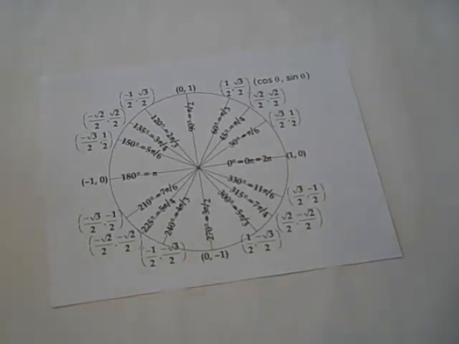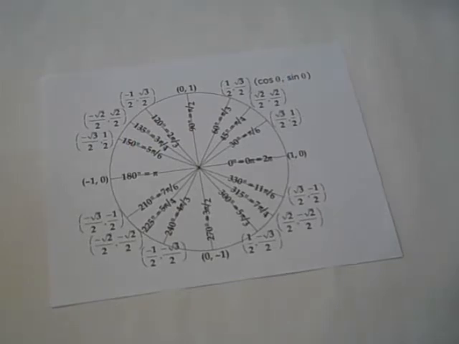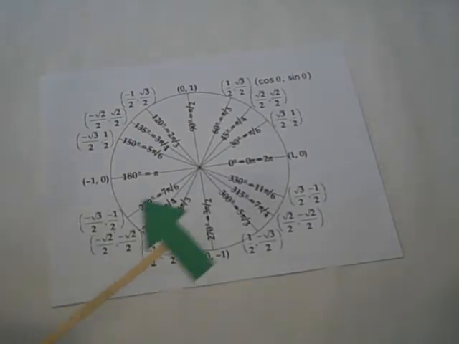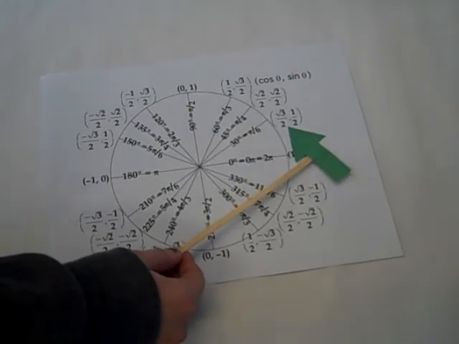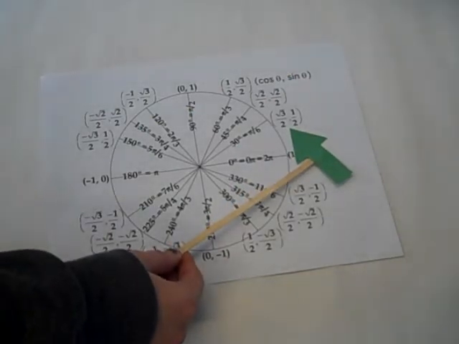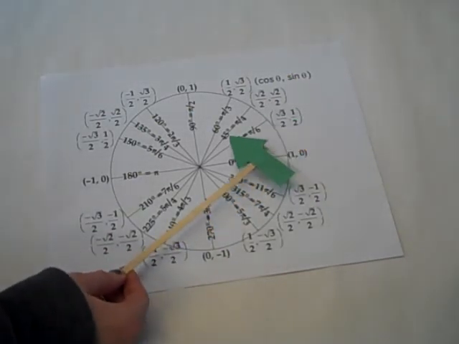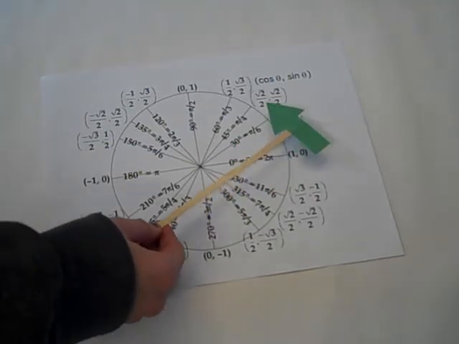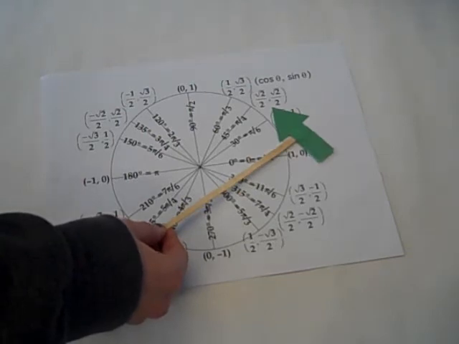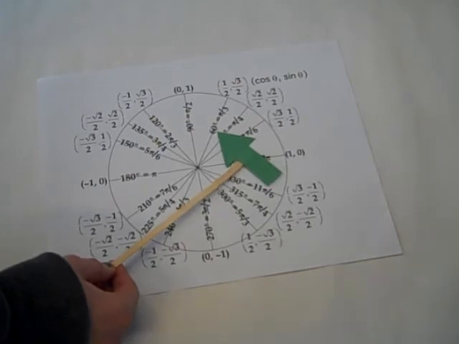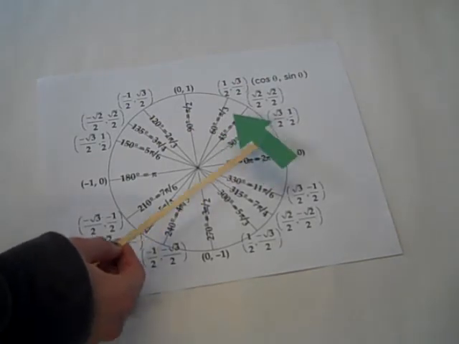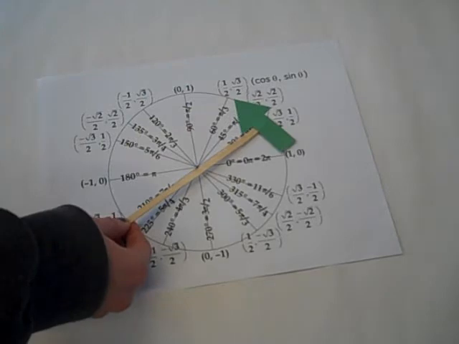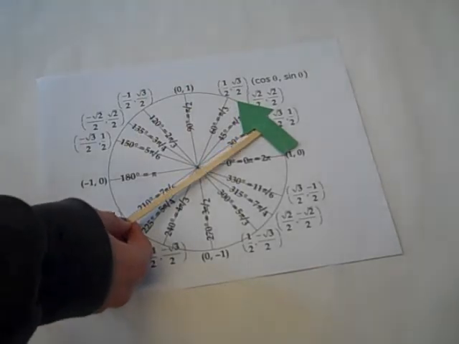Now I'm going to show you an easy way to remember certain coordinates. Angles corresponding to the 30-degree special triangle will always have the coordinates the square root of 3 divided by 2, comma 1 divided by 2. Angles corresponding to the 45-degree special triangle will always have the coordinates the square root of 2 divided by 2, comma the square root of 2 divided by 2. Angles corresponding to the 60-degree special triangle will always have the coordinates 1 divided by 2, comma the square root of 3 divided by 2. They will be negative or positive depending on which quadrant they are located in.